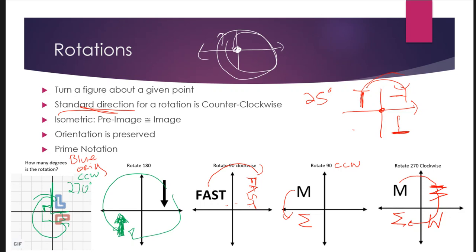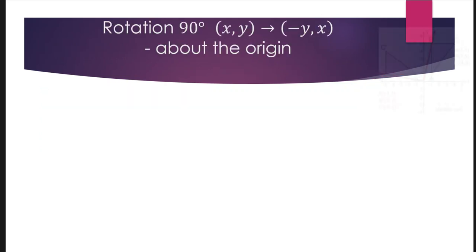So just note that 90 degrees counterclockwise and 270 degrees clockwise end up in the same spot. That's actually an important concept, and we'll cover that on the next slide or so.